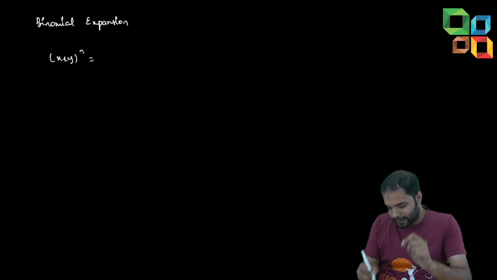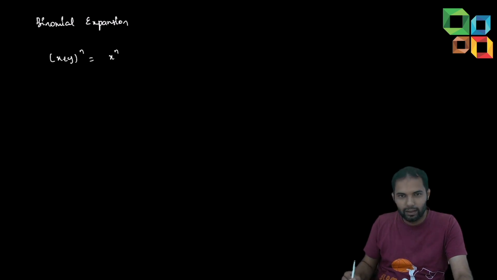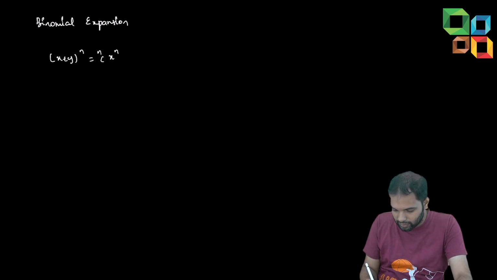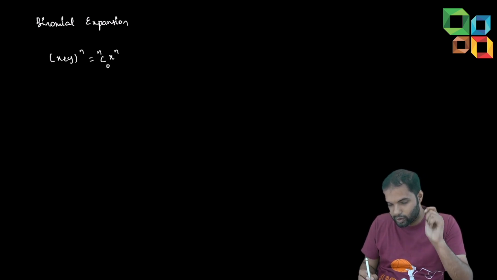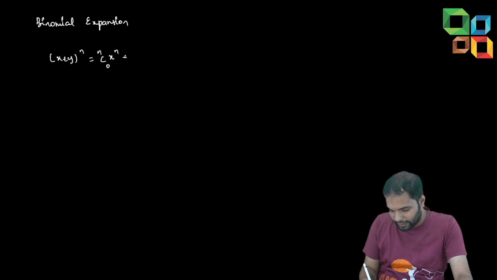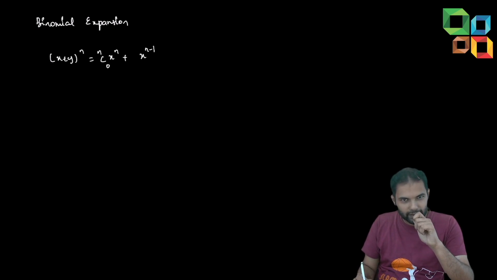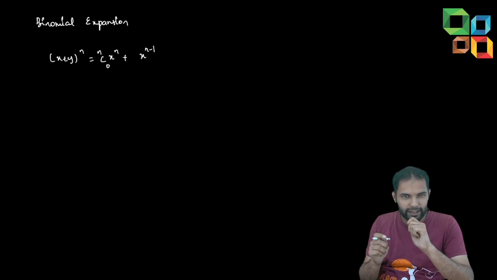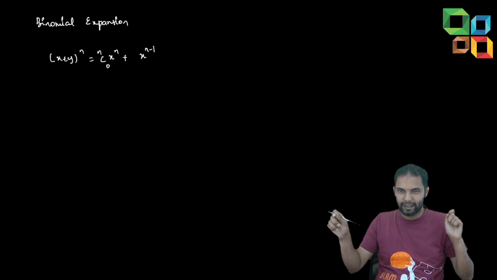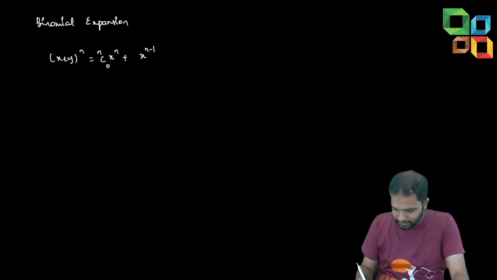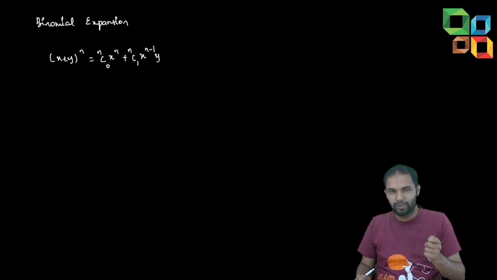I know that the first term would be x power n. Agreed? Why? To get 0 y. So what did I do? Out of n y's, I chose 0 y's. Next, there will be a term which has 1 less than the power of x. So multiplying n minus 1 x's and 1 y, right? When you choose 1 y, all the rest of the terms will be x. This should be x power n minus 1.